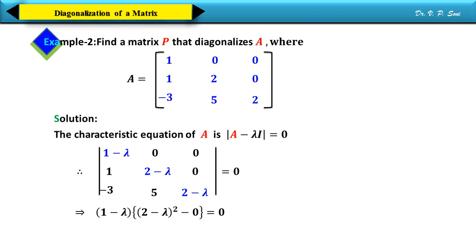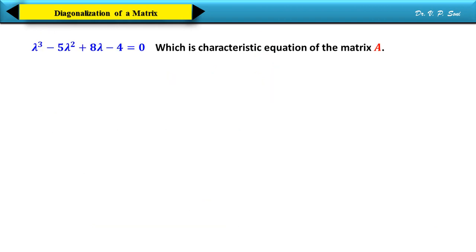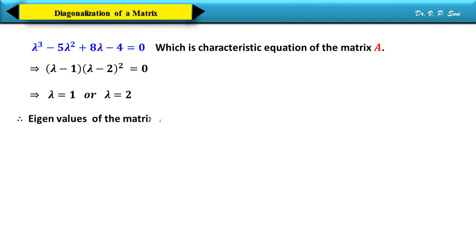Then we get lambda cube minus 5 lambda square plus 8 lambda minus 4 equal to 0, which is the characteristic equation of the matrix A. Now factorize the characteristic polynomial lambda cube minus 5 lambda square plus 8 lambda minus 4. Then we get lambda minus 1 times lambda minus 2 whole square equal to 0. This implies lambda equal to 1 or lambda equal to 2. Therefore the eigenvalues of the matrix A are 1 and 2.